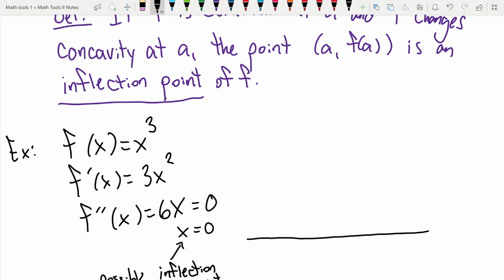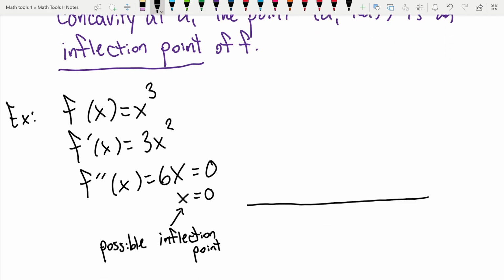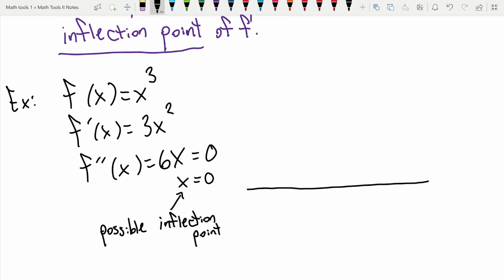This is a little bit different from the critical numbers. It's only called an inflection point if it actually changes from concave up to concave down, whereas it's still called a critical number even if it's the same sign on both sides, right? So it's only an inflection point if you're actually changing. So this is only a possible inflection point. So this is a sign chart for f double prime.